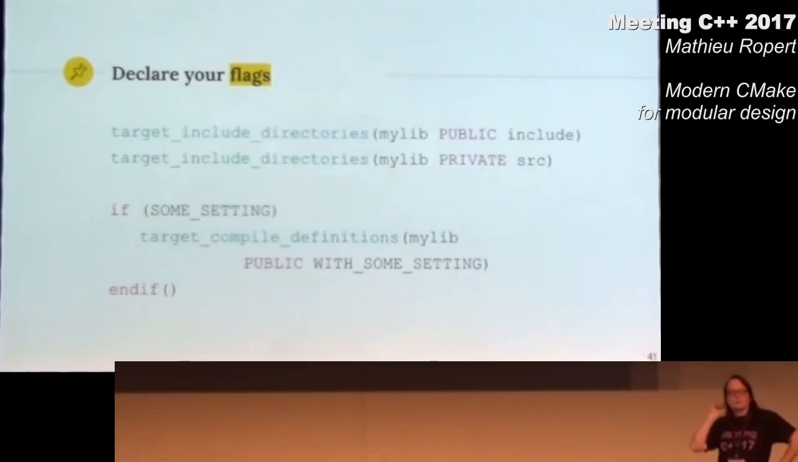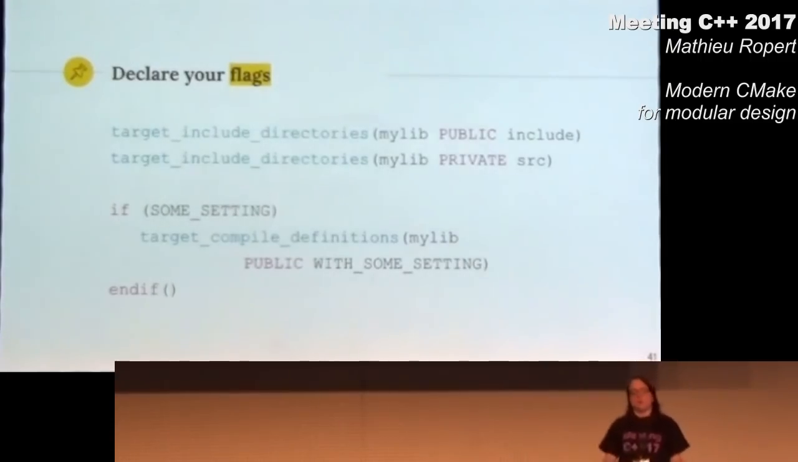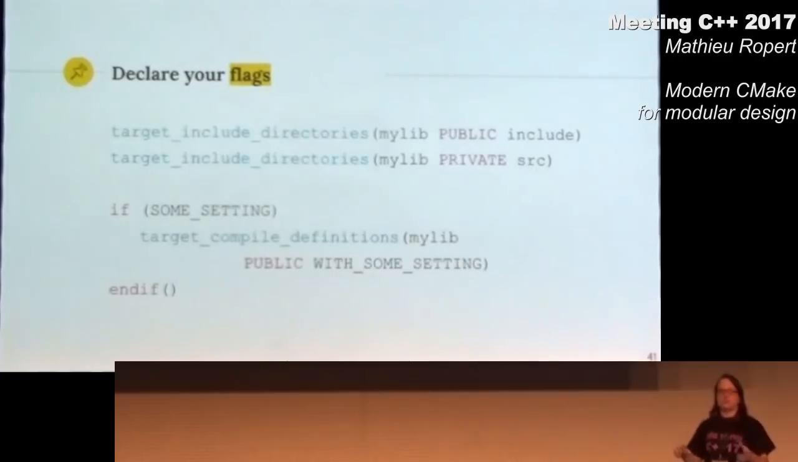Then, of course, you define your module interface. In this case, I have a public include directory, named include, which is what my clients will see. And I have some private headers that I keep, for example, in the SRC directory. You may or may not want to keep them at the same place as your source files. You can change that. But the important part is that it's private.